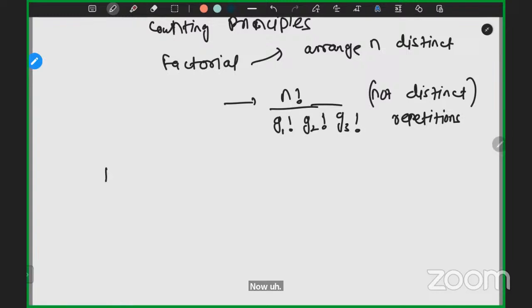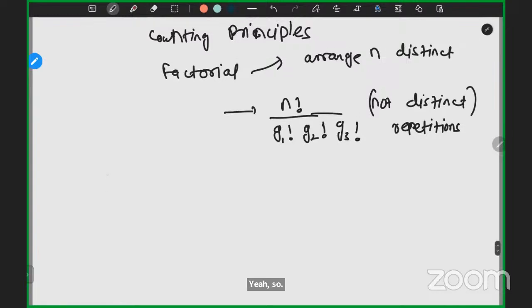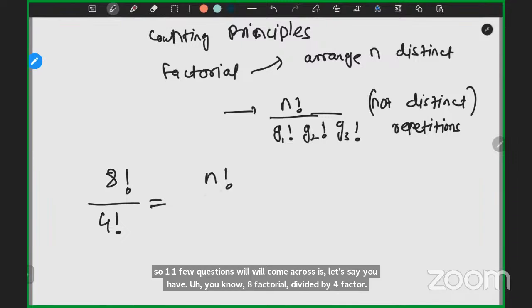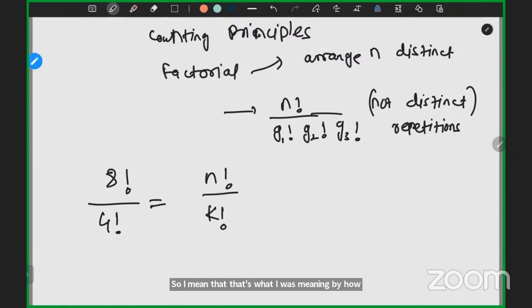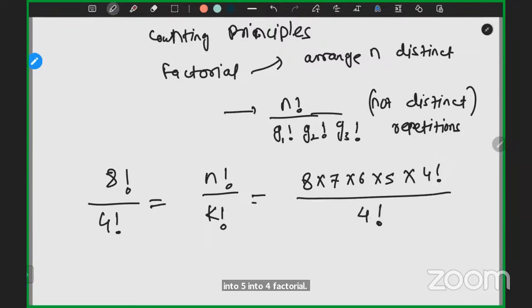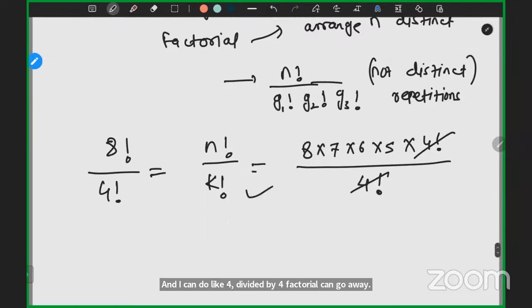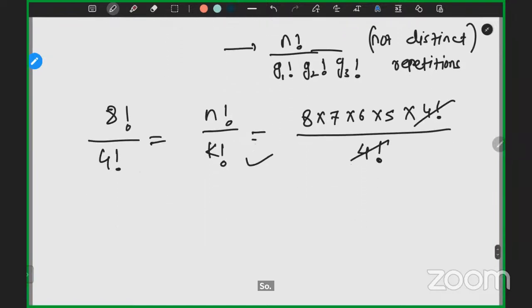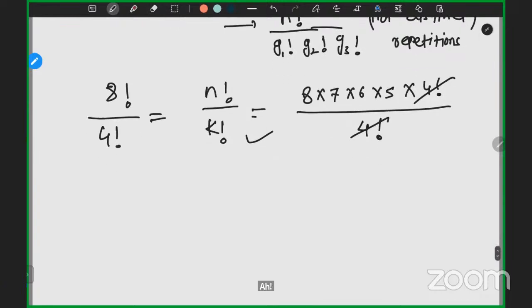A few questions you will come across: let's say you have 8 factorial divided by 4 factorial. That's what I meant by how to solve these. You got the idea from before: 8 into 7 into 6 into 5 into 4 factorial, divided by 4 factorial, and the factorial can go away. So this is what I mean by how to do this. You might come across this. This will come in handy when you go further.